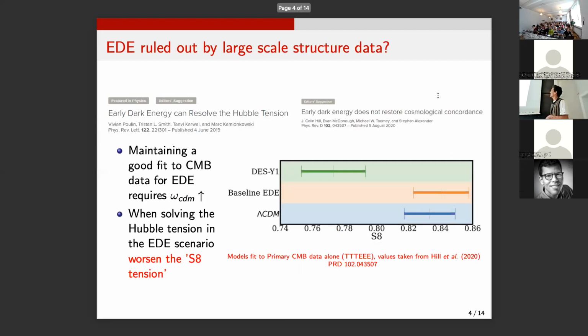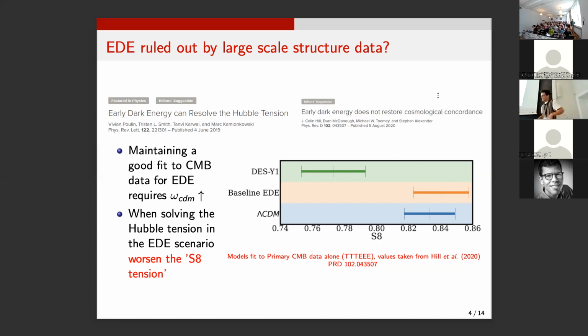So great, we have the early dark energy model. It can solve the Hubble tension. Are we done? Have we solved one of these big problems in cosmology? The answer is a little bit more complicated, as is demonstrated by these 2 papers here, which I always found quite funny. One of them basically says that early dark energy can resolve the Hubble tension and solves all of cosmology. And one published just a year later saying that early dark energy doesn't work at all and is completely rubbish. So what's going on?